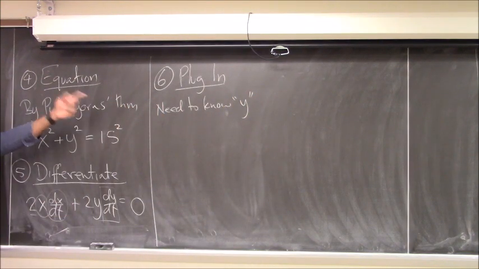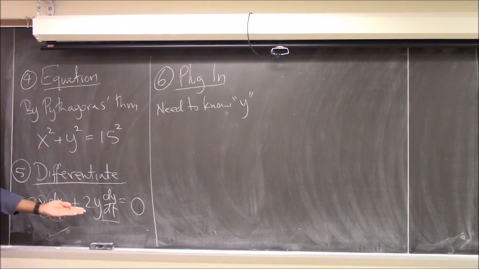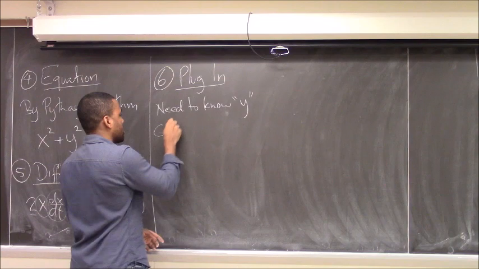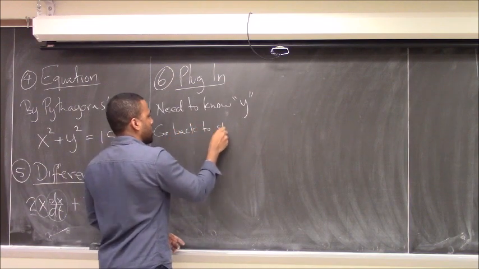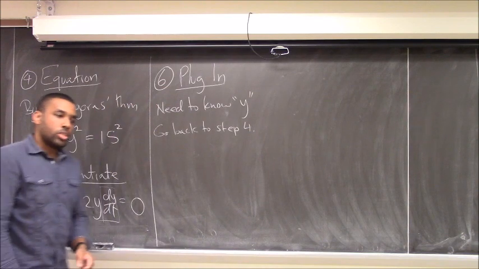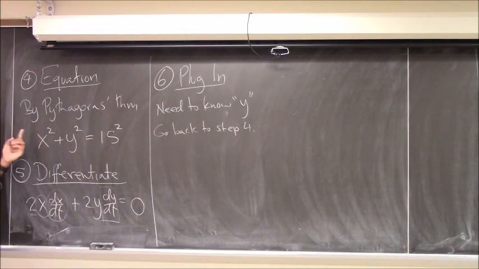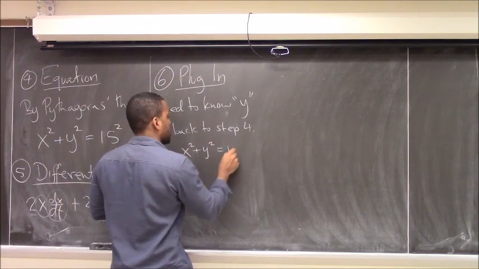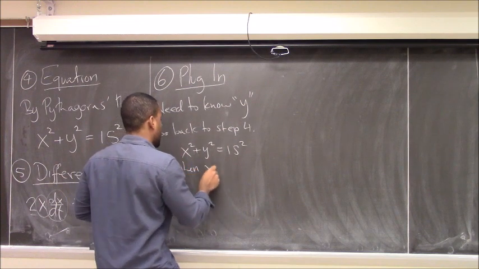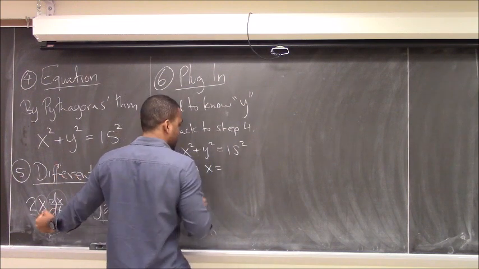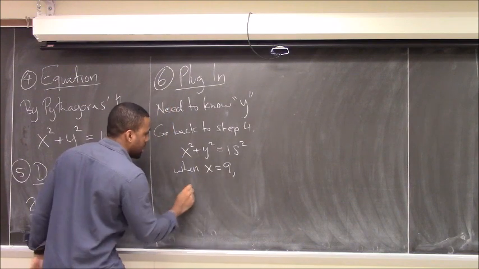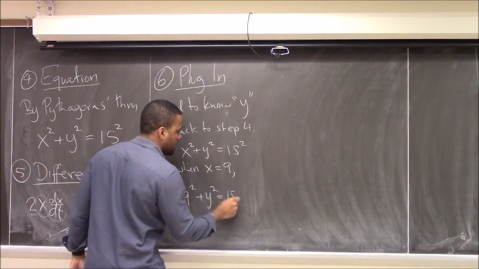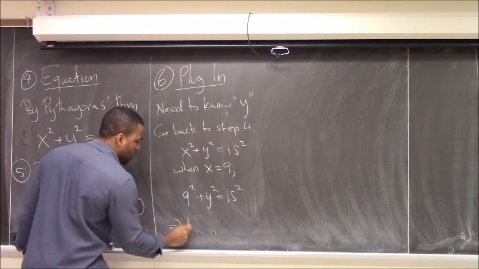So if you get to step 6 and you want to be plugging everything in, but you don't know everything, what you do is you go back to step 4. Anything that you need to find, you can get from the original equation, because this is the equation that governs all your variables. If you want to know what the variables are doing, this is the guy that tells you. So we go back to step 4, and we know that x squared plus y squared is equal to 15 squared. We know our x value, what was that, 9? When x equals 9, this means that 9 squared plus y squared is equal to 15 squared. This means that y is equal to? 12.